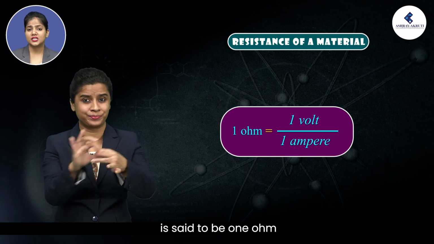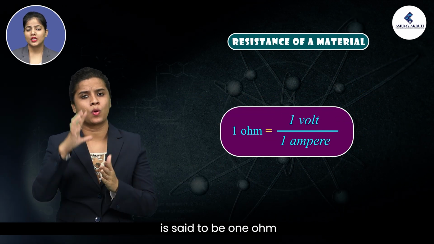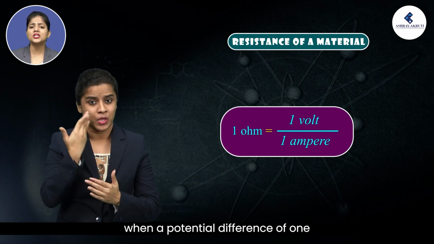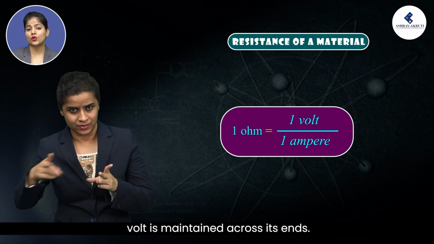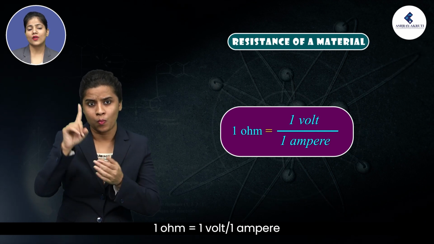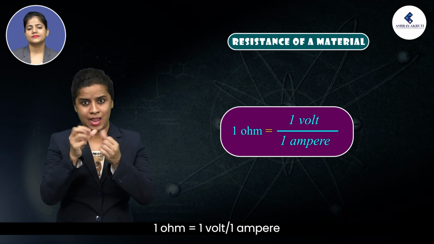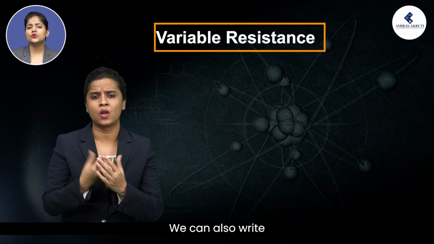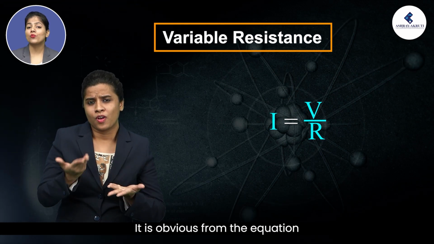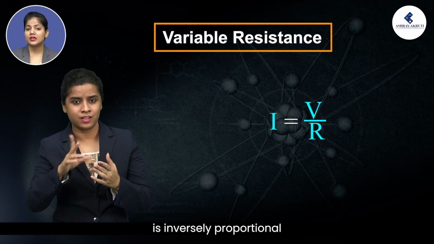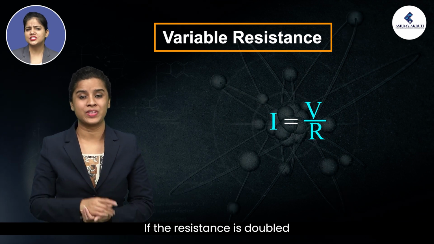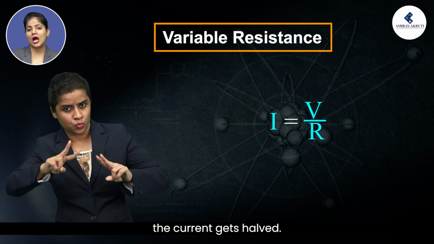Resistance of a conductor is said to be 1 ohm if a current of 1 ampere flows through it when a potential difference of 1 volt is maintained across its ends. 1 ohm is equal to 1 volt by 1 ampere. We can also write I is equal to V by R. It is obvious from the equation that the current through a resistor is inversely proportional to its resistance. If the resistance is doubled, the current gets halved.